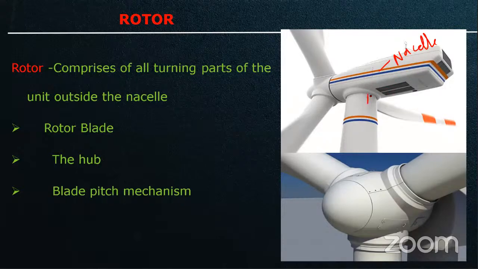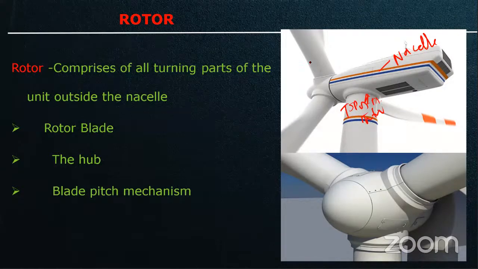This is the top of the tower, above which we have placed our nacelle. The entire section is called the nacelle, which protects the drivetrain components from the environment, right? Then the rotor, which comprises blades and hub.